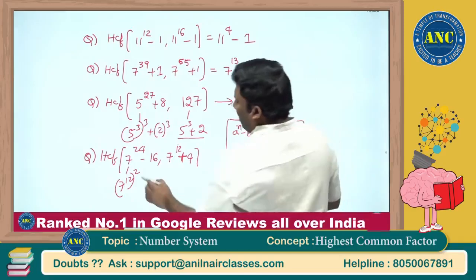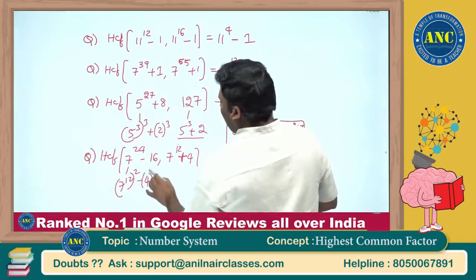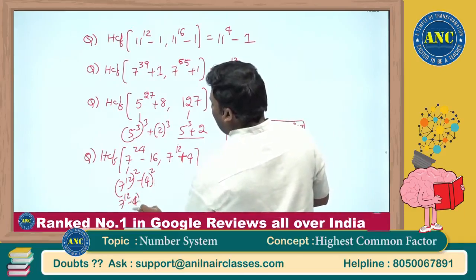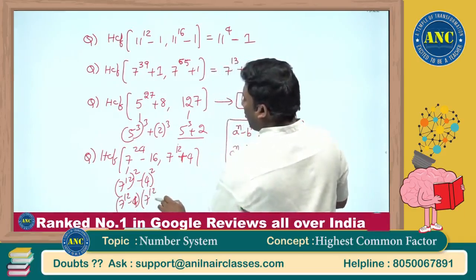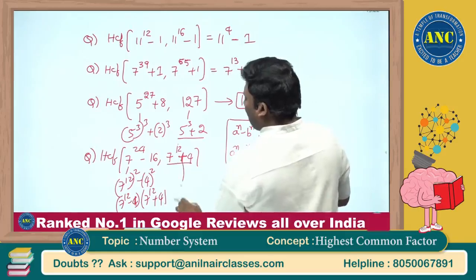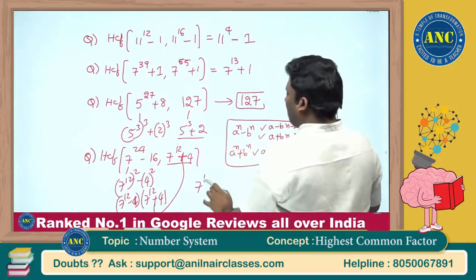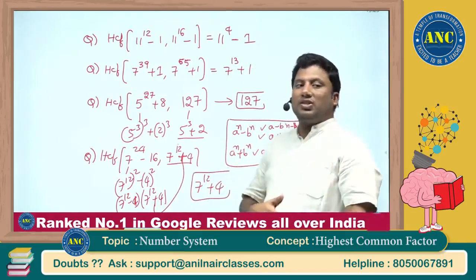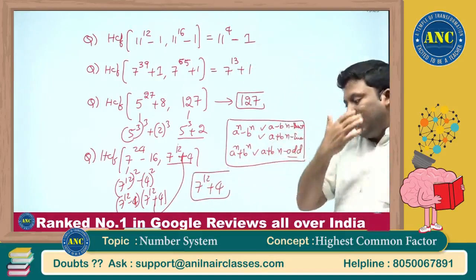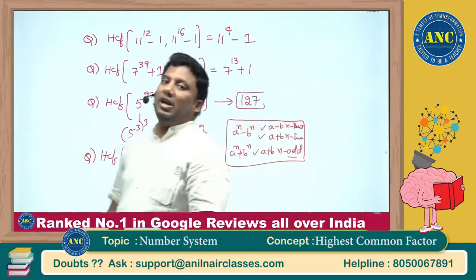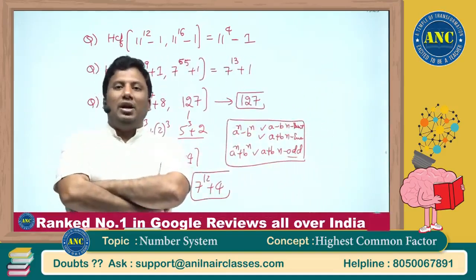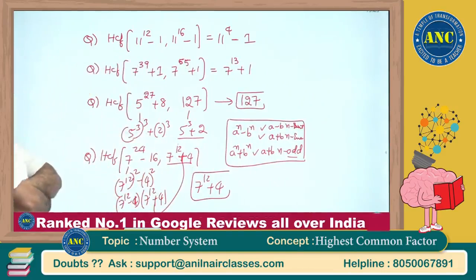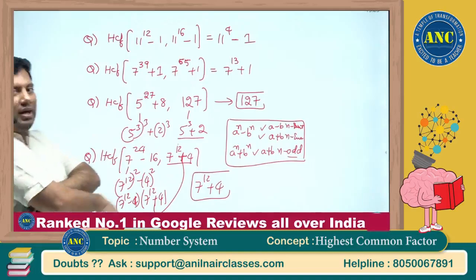Suppose you see 7 power 12 whole square minus 4 square, it is a minus b and a plus b. I hope you are able to correlate. Here there is one factor, here there is one factor. The answer is 7 power 12 plus 4. A power n minus b power n is always divisible by a minus b. If n is an even number, it is also divisible by a plus b.